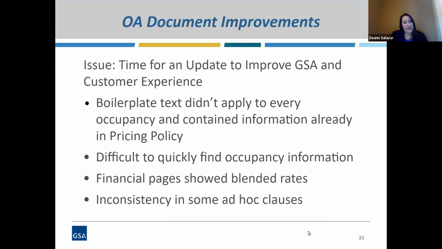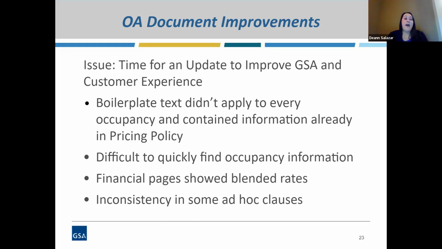Part of what is in the OA now, if you are not familiar with it, is about 6 pages of boilerplate text that may or may not apply specifically to the occupancy in question. It was information that was selectively pulled from the pricing desk guide, so it was not all inclusive and it did not cover every occupancy situation. Within that paragraph, we also had important information about your occupancy, such as location or term or the size of it, how many parking spots you had. And we heard from some folks that it was difficult to read through that and parse out those important details.